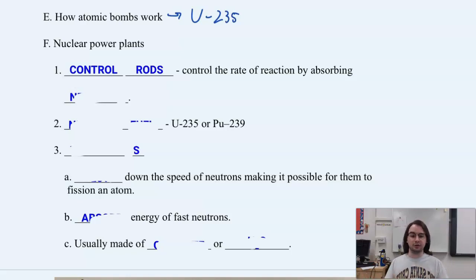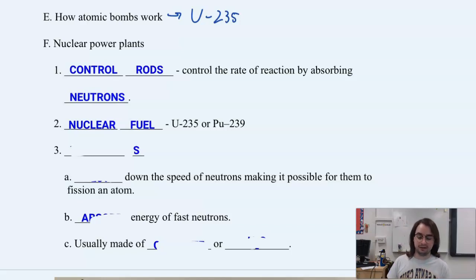But in a nuclear power plant, the control rods control the rate at which the neutrons are colliding with other substances by absorbing neutrons, slowing down and speeding up the process depending on the output that the nuclear reactor wants to produce. We also have nuclear fuel, which is what powers most of these nuclear power plants. It's what we put in to create energy in the plant. Usually it's uranium-235, sometimes it's plutonium. We also have moderators, which are substances that slow down the speed of the neutrons, making it possible for them to conduct fission.